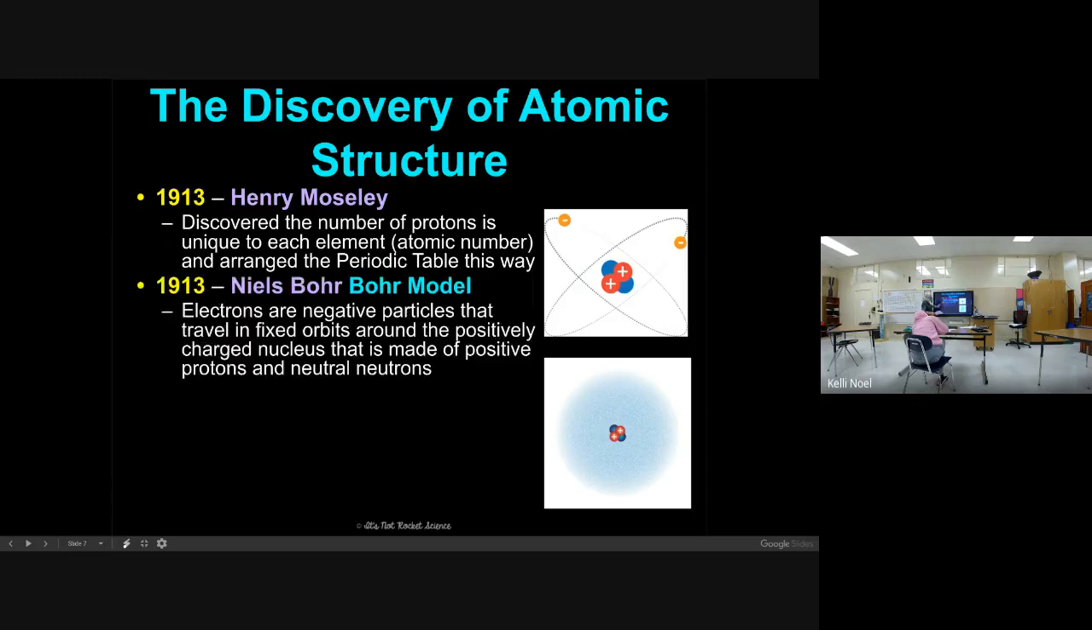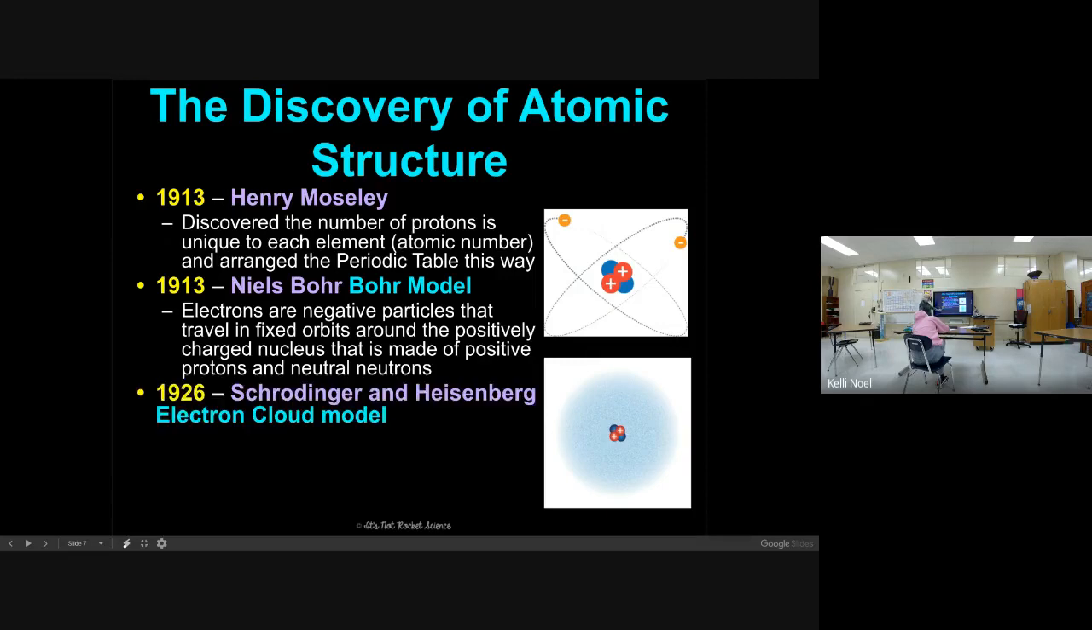Also in the same year, this fella Niels Bohr came up with a drawing of the atom. He said that electrons, which are the negative particles, actually travel around in a fixed orbit, kind of like the solar system with planets, and that the nucleus has protons and neutral neutrons in it. And so there was a scientist somewhere in here that actually discovered the neutrons.